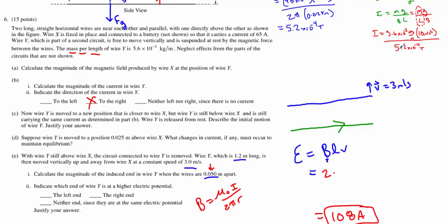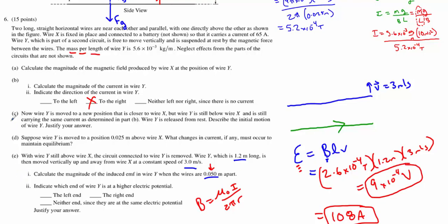What's half of 5.2? 2.6 times 10 to the negative 4 Tesla times my 1.2 meters times my 3 meters per second. Get that all in your calculator, and you're going to get 9.4 times 10 to the negative 4, and it's EMF. It's an induced electromotive force, so it's going to be volts.